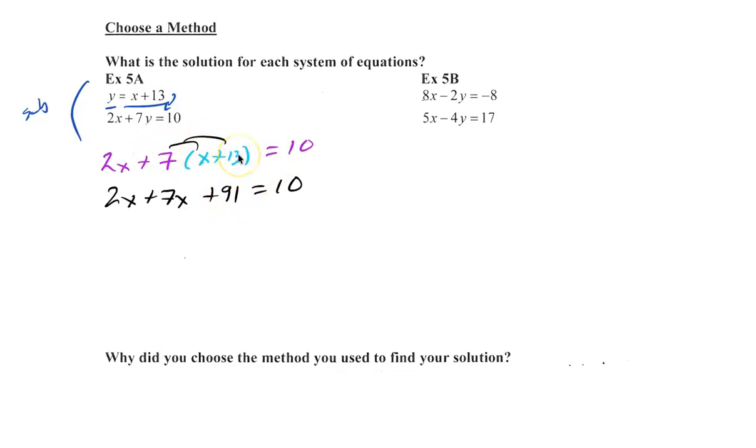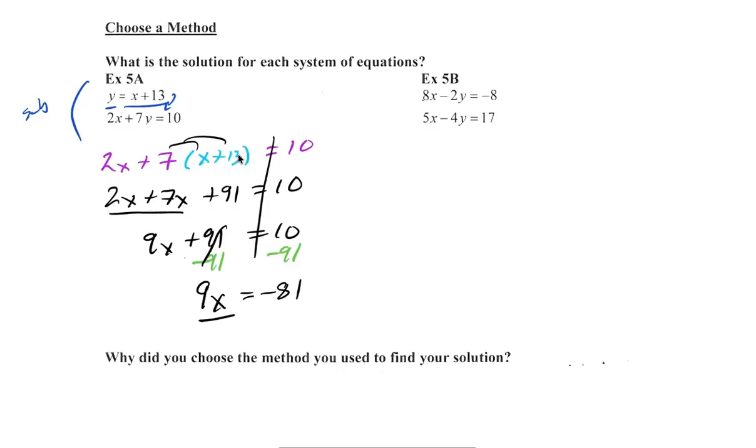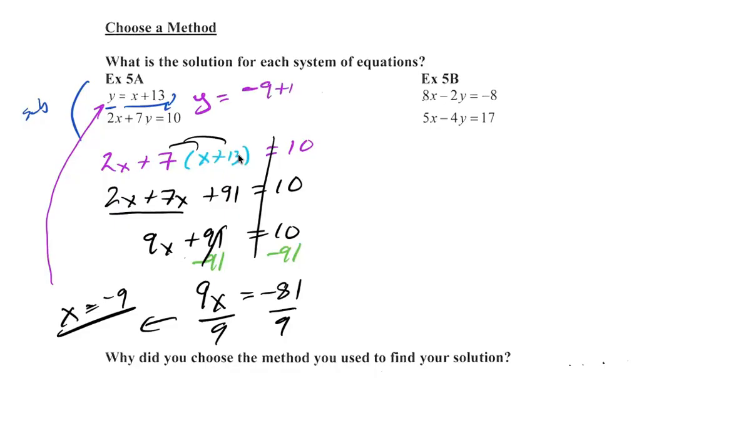And now, next thing we do here is add up like terms if we can on the same side. So I'm going to get 9x + 91 = 10. Then we're going to subtract 91 from both sides. So we get 9x = -81, divided by 9. And we get x = -9. So that's my x. Now I need to find my y. So remember, we have to go back and substitute back in. In this case, the easiest one to plug in is that one right there. So all we get is y = -9 + 13, which is 4. So I get (-9, 4).